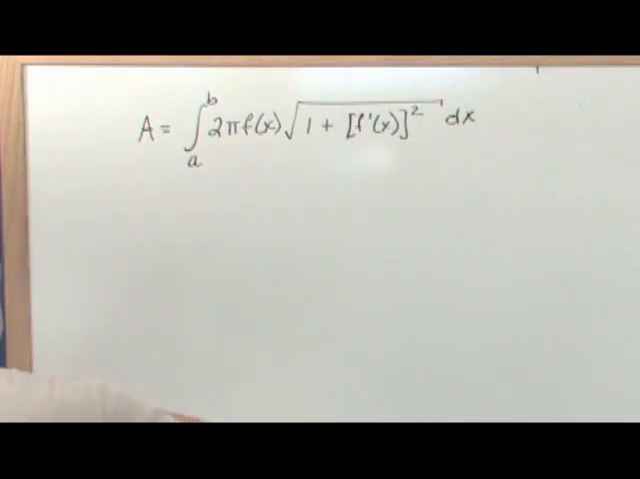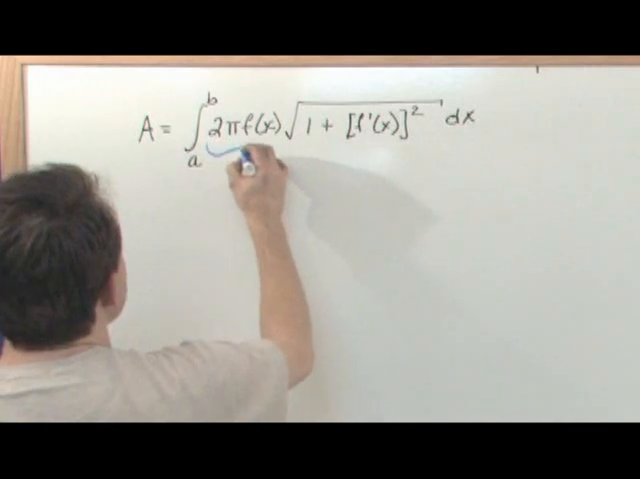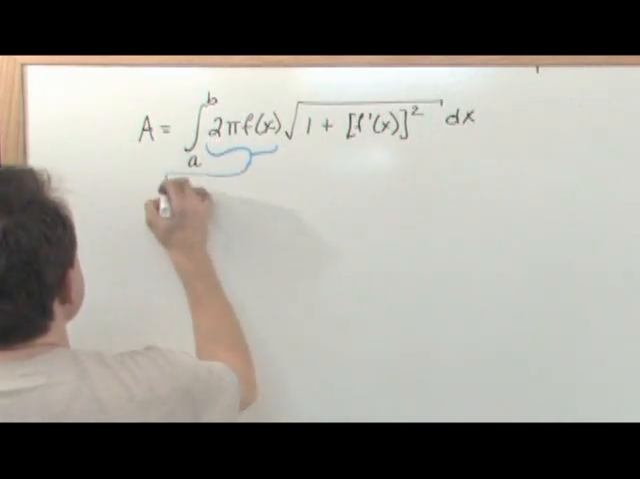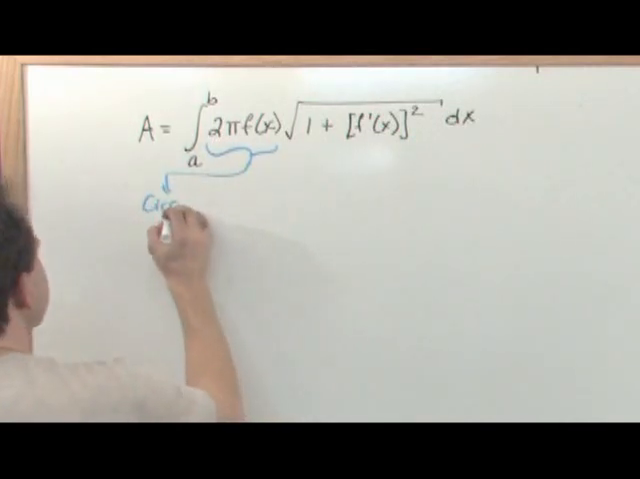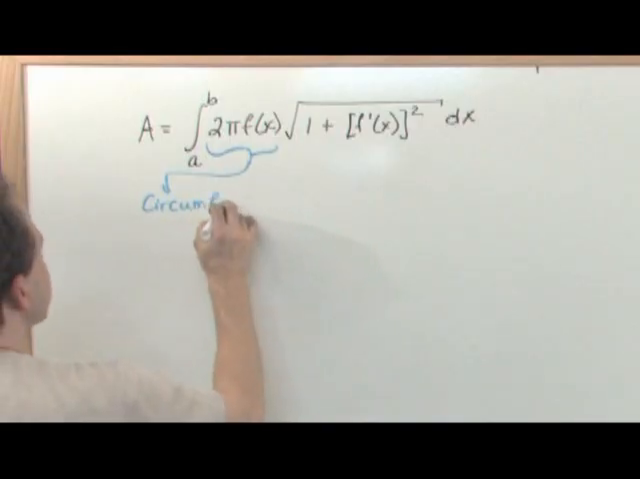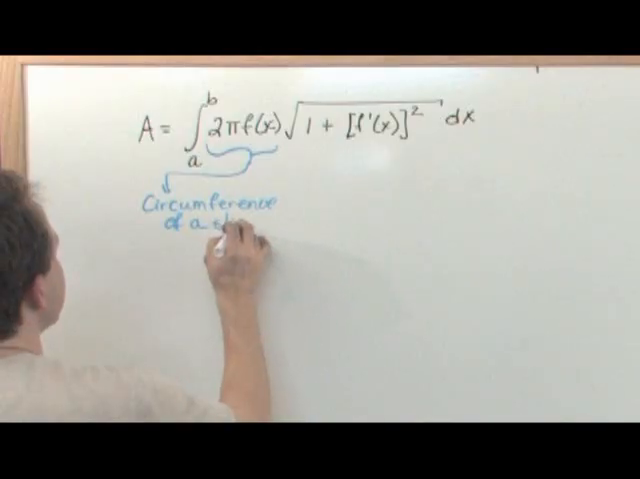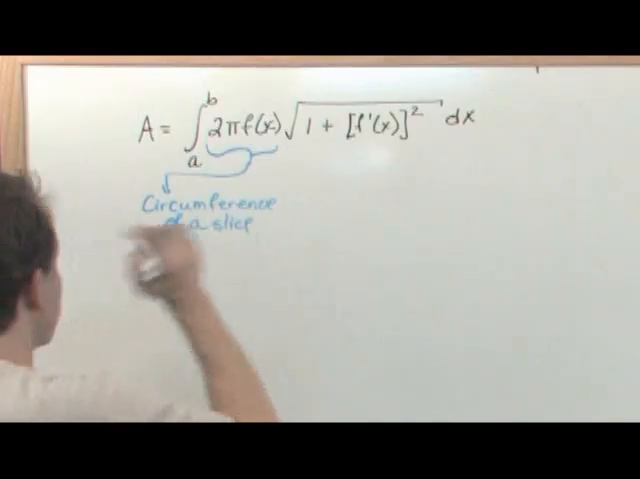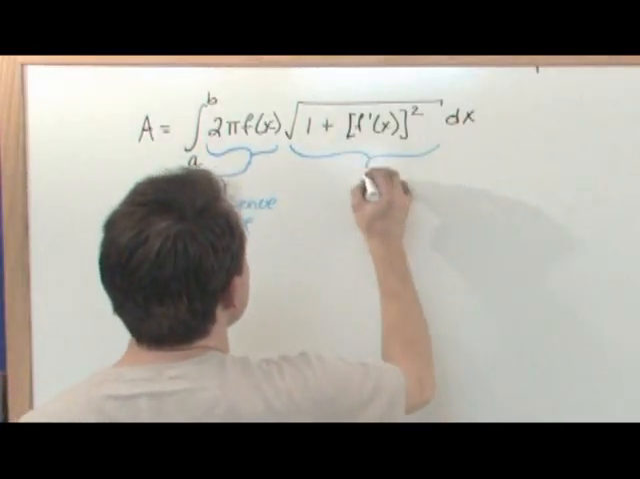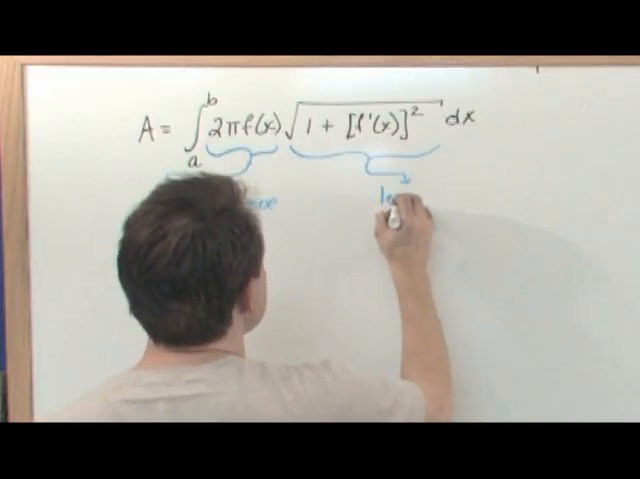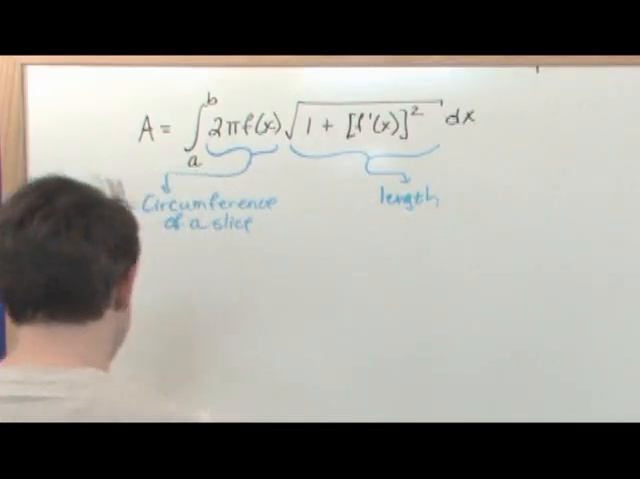And recall, just to spell it out for you, that this first part right here was the circumference of a slice, of that cross section. I'll draw it for you here in a second. And this part was the length of the curve.